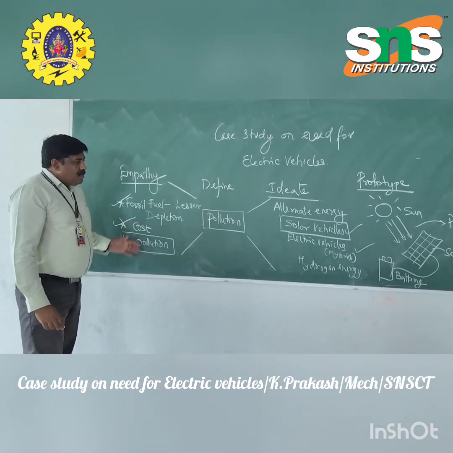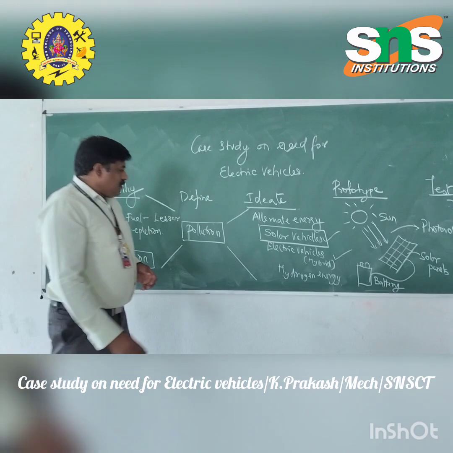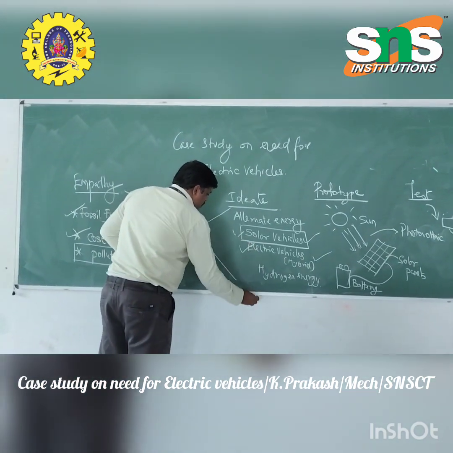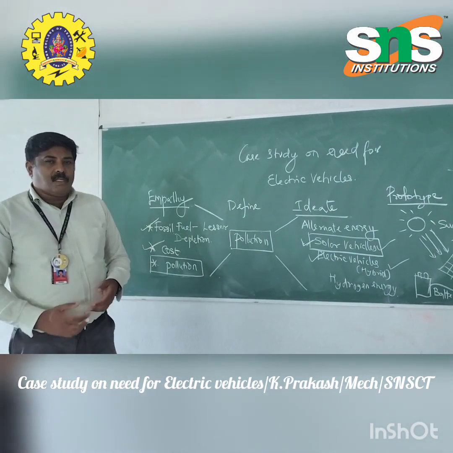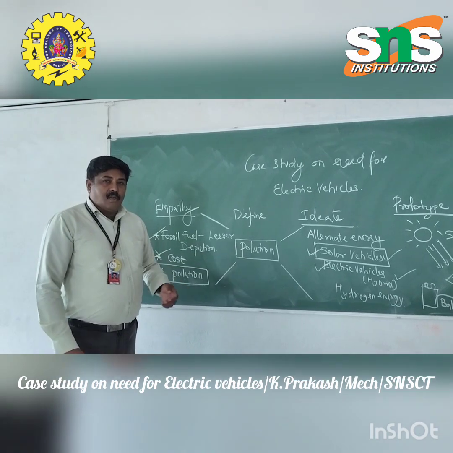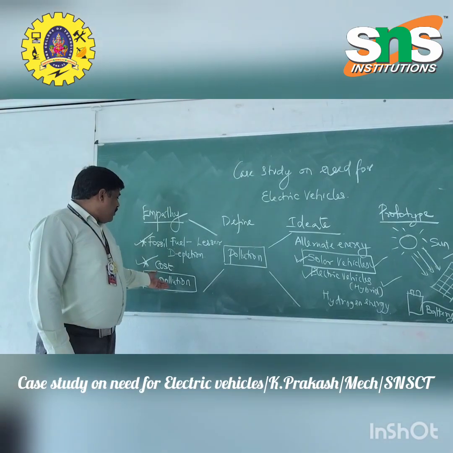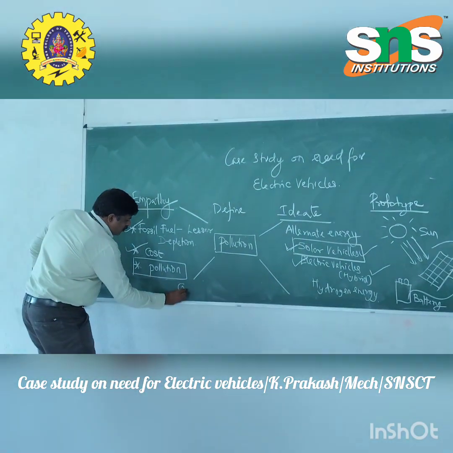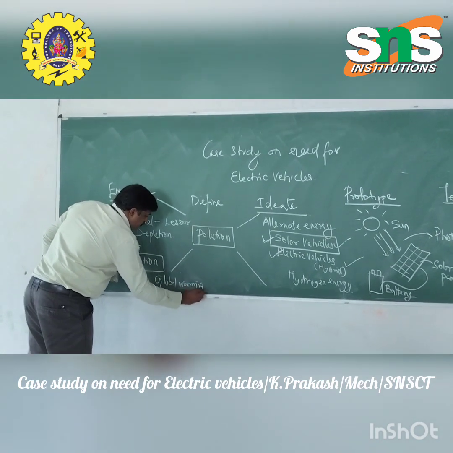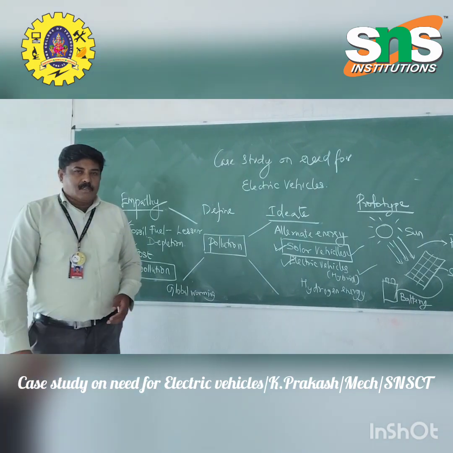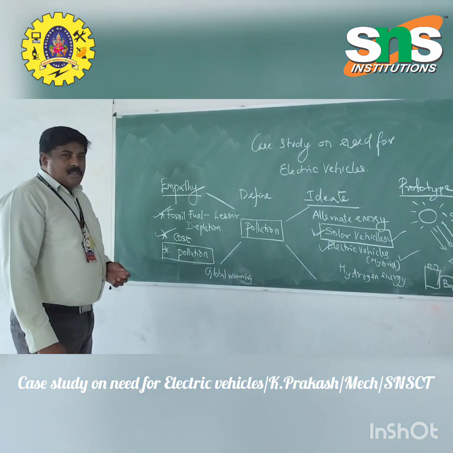So now, using these solar vehicles, these electric vehicles also play a major role. So in our future, we have to go for electric vehicles and solar vehicles. The need for this is that we can reduce pollution, and because of pollution, global warming. So global warming can be reduced. So this is a case study on the need for electric vehicles.